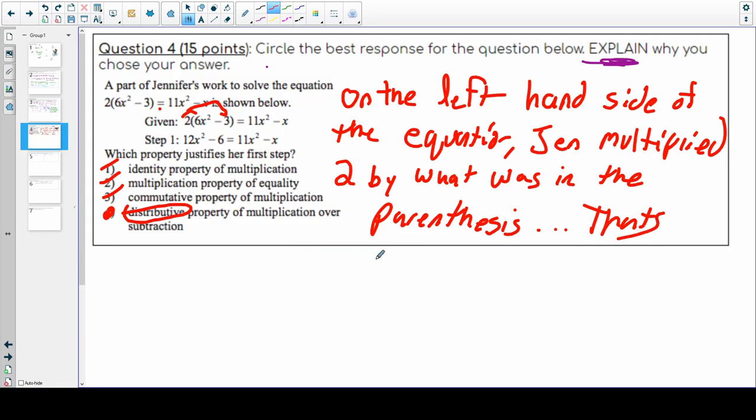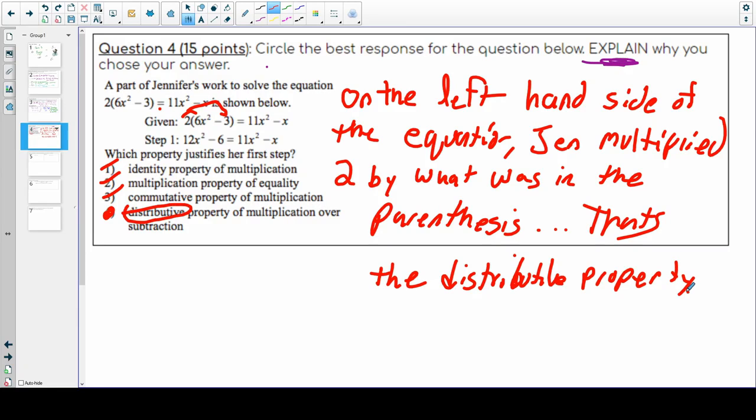That's the distributive property. Distribute property. And all in all, the only thing that we haven't really talked about was subtraction. That's because the operation is subtraction.